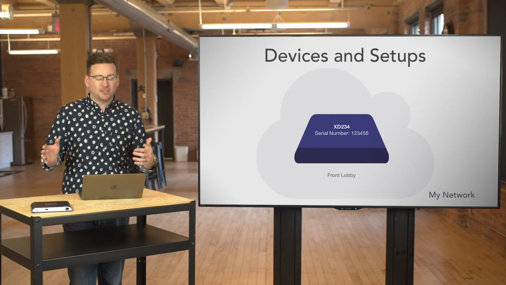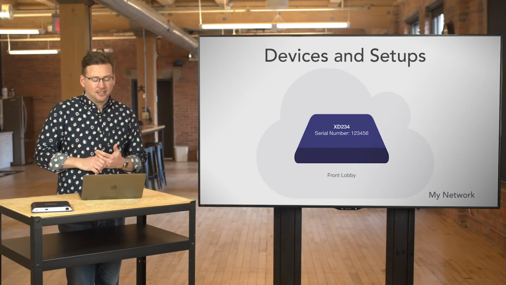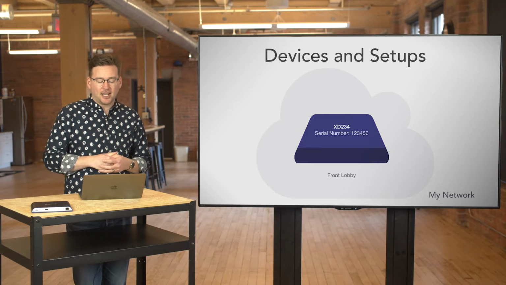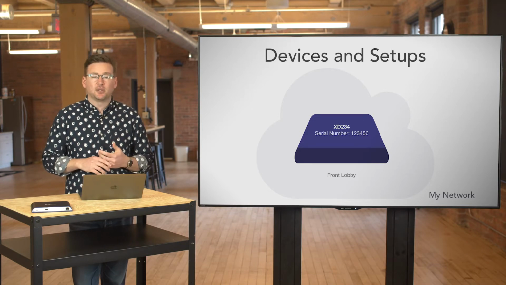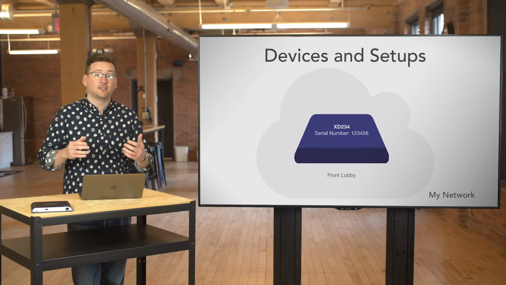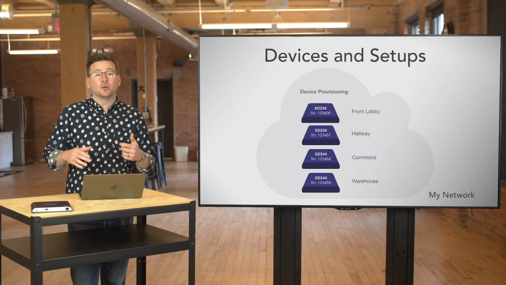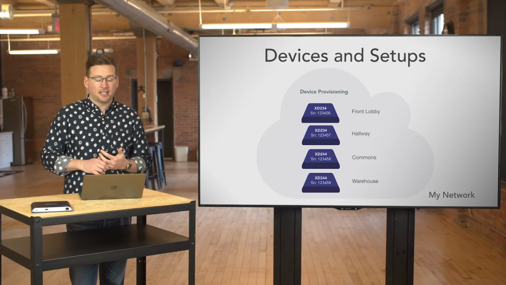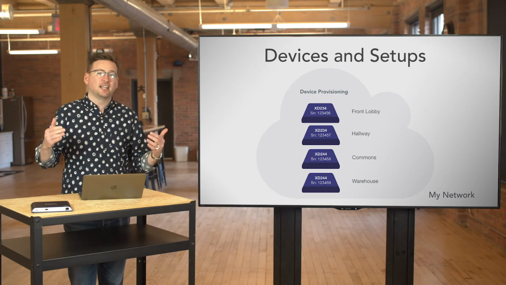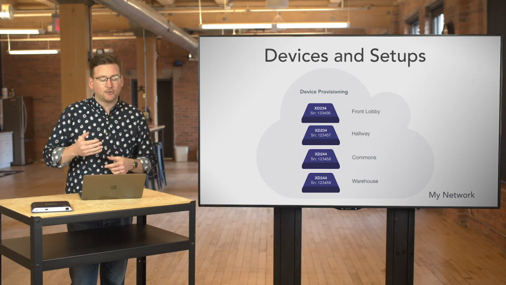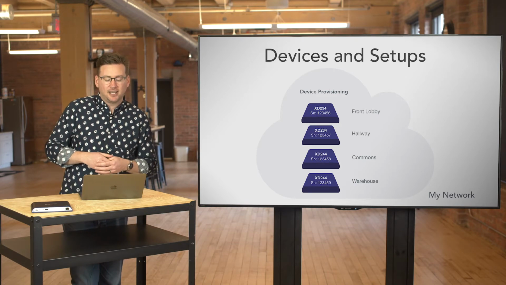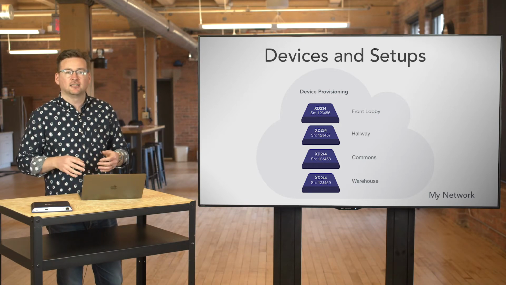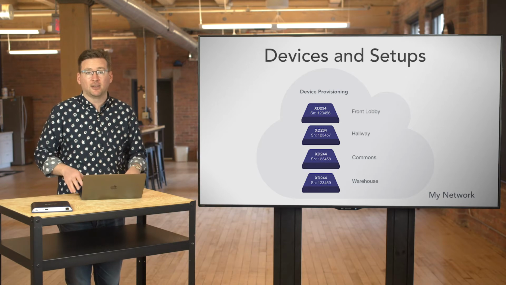The other half of this equation is the devices themselves. So in this case, maybe in my network, I've got an XD234 with a particular serial number that I want to have in my front lobby. Now, of course, in your signage network, you can have multiple devices assigned to your network, and this will be part of device provisioning. So in this case, I've got 4 different players of various types, and I've named them according to the various places that I want to have them in our building.